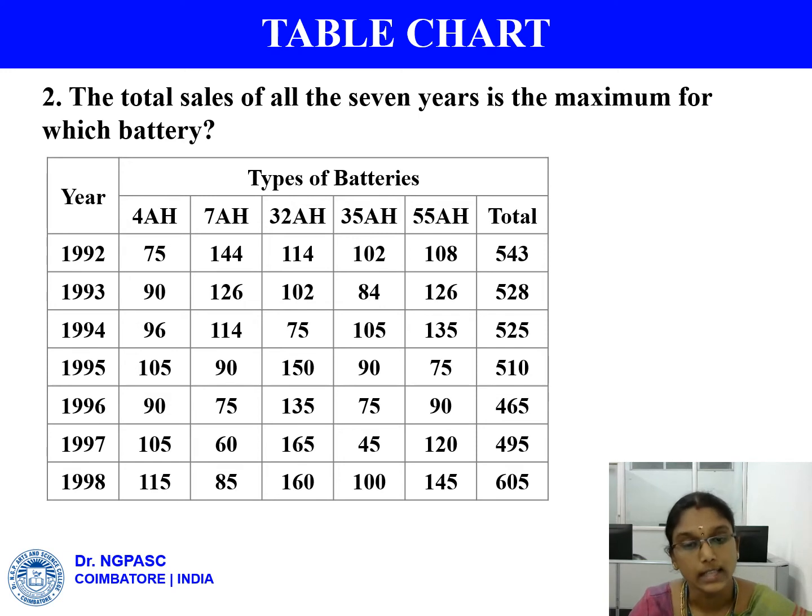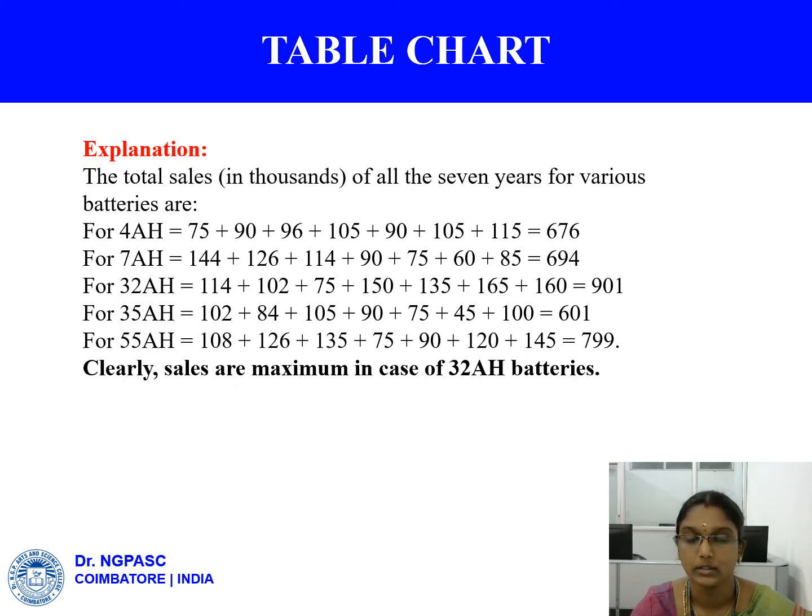Next one. The total sales of all the 7 years is the maximum for which battery? We have to add all the 7 years' values for each battery. For 4 Ah batteries: 75 plus 90 plus 96, 105, 90, 105 and 115, that is 676. The 7 ampere batteries total 694, the 32 total 901, and the 55 ampere total 799. So clearly the sales are maximum for the 32 Ah batteries.